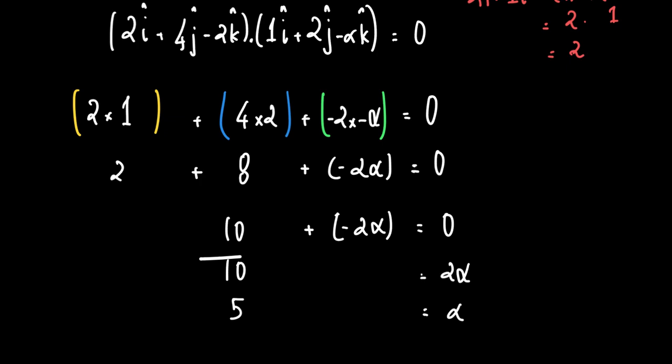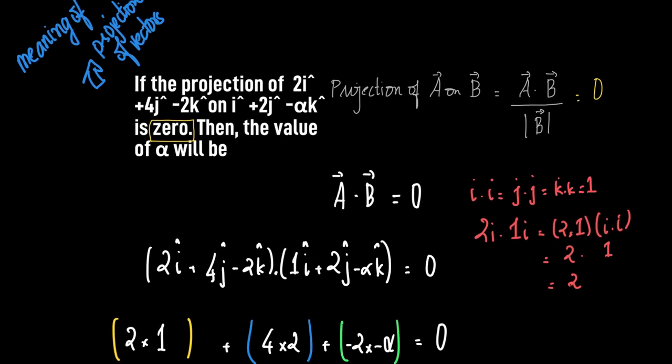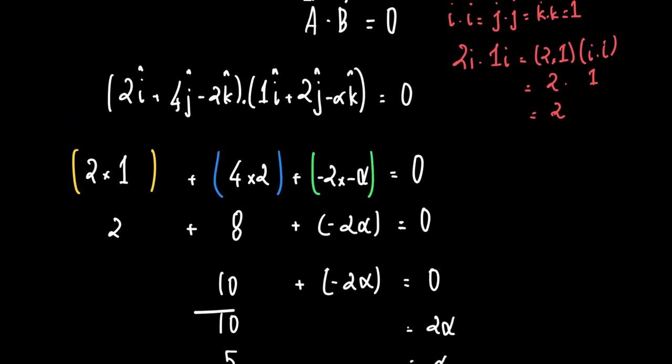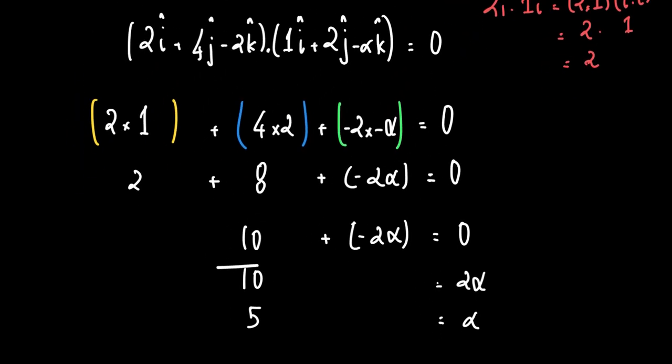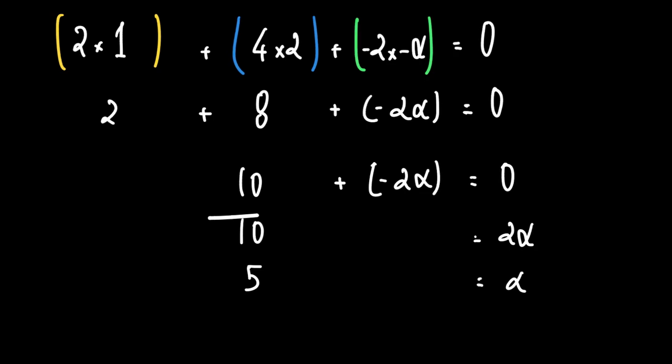Which further gives us 2 times 1 is 2, 4 times 2 is 8, minus 2 times minus alpha is, wait, my bad. Did I make a mistake here? Minus 2j, i plus 2j minus alpha k. Yeah, so minus 2 times minus alpha. Oh, I think there might be a difference. Let me just check what is there in the actual question which came up in JEE Mains.